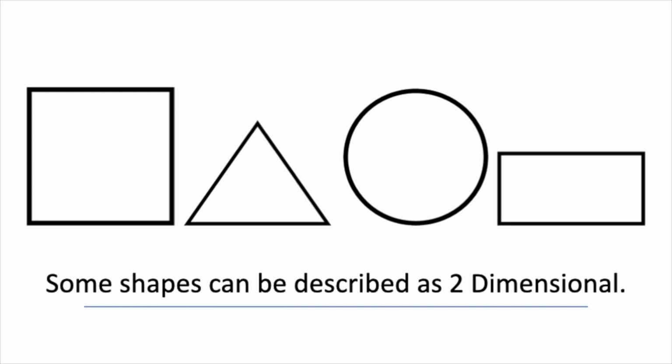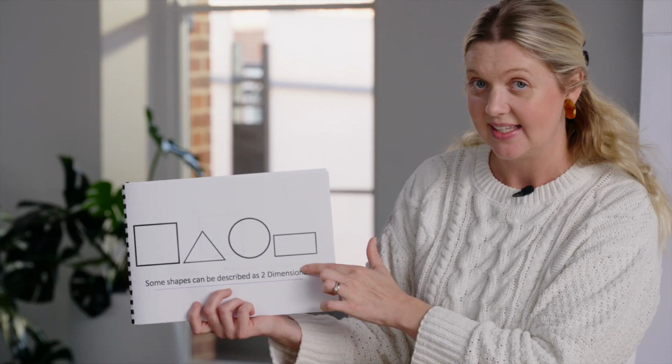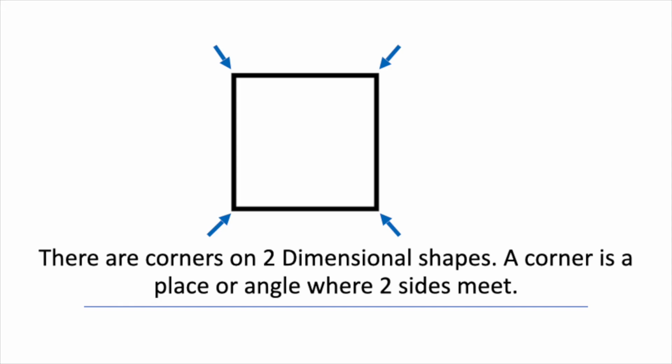Some shapes can be described as 2-dimensional. Remember, they have length and width. There are corners on a 2-dimensional shape. A corner is a place or angle where 2 sides meet. Now this shape has 4 corners.